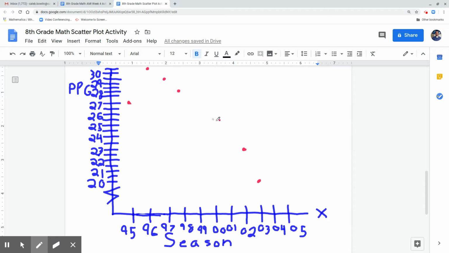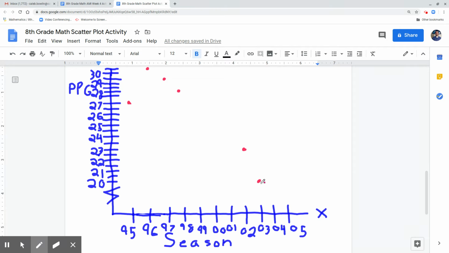But then he has one of his semi-retirements where he was going and doing other things, and so there's no points here. But then if you look over at the season that finished in 2002, he averaged close to 23 points per game. And then in the season that ended in 2003, he averaged exactly 20 points per game. So this is what my graph looks like.